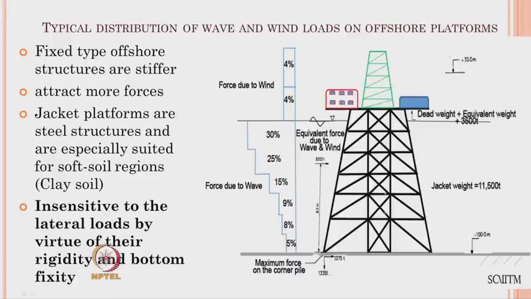So, this figure tells you the typical distribution of forces coming from the wave and from the wind for a fixed offshore platform, as you see here. More importantly, as the platform remains stiffer, it is considered to be insensitive to lateral loads. The insensitivity to lateral load essentially comes from their rigidity and the bottom fixity. So, it is a very clear statement here: if the platform is not bottom supported, then the platform would not offer insensitivity to the lateral forces, which we will move on to in the next type as we keep going ahead.